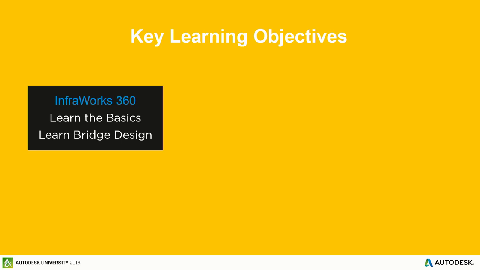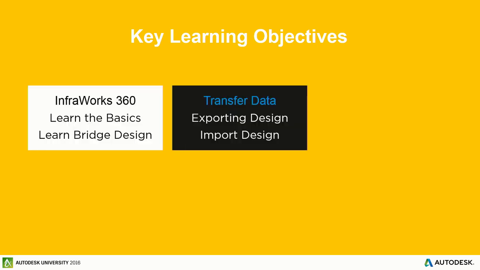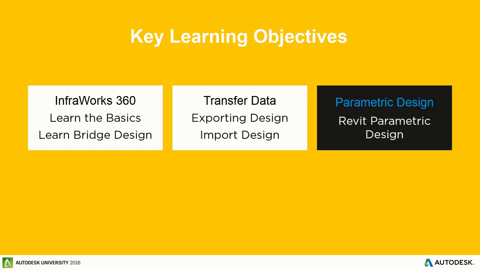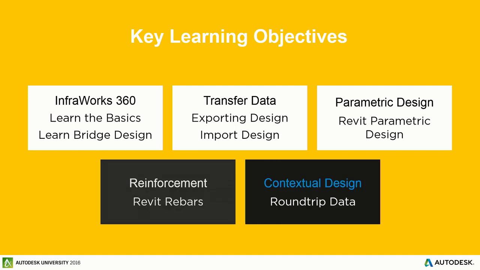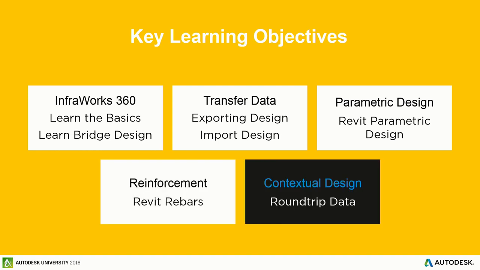We have some key learning objectives, typical key learning objectives. One is learning the basics of Infrastructure 360 and the bridge design module, the pros and cons. We'll then get into how do we transfer the data, how do we export it out of InfraWorks and into Revit and the data that we get. While we're inside Revit, we're actually going to start looking at how to parameterize the information, or do we need to strip the information. We'll get into the reinforcement aspect as well, since we're there in Revit. And then lastly, we'll bring it back into InfraWorks.